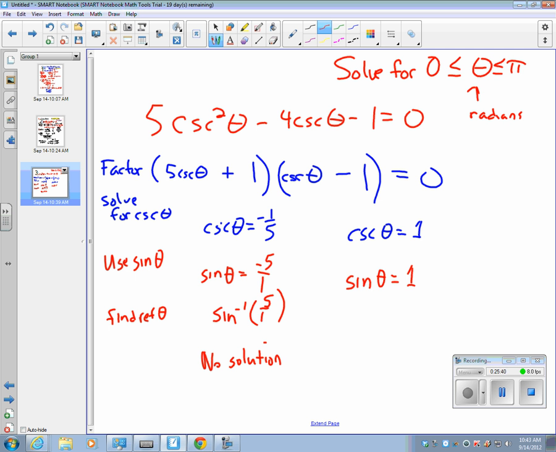And what about this one? Where is sine of theta 1? Sine is 1 at half a pi. We just did that one, right? So this one only has that as its final answer. Okay? Everybody good? So there's only one answer. It's often the hardest unit, but it's pretty good so far, isn't it?